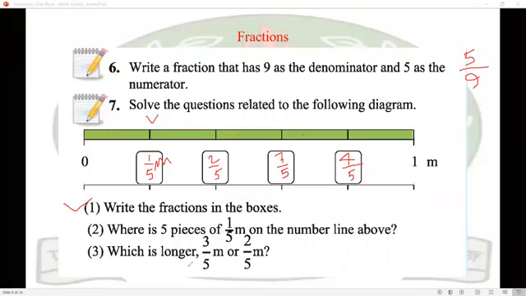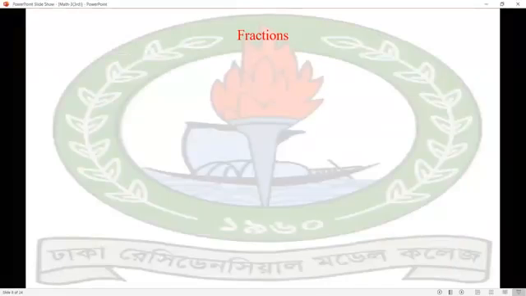Which is longer, 3 by 5 or 2 by 5 meter? You see that from the beginning to here is 2 by 5 meter, and from the beginning to here is 3 by 5 meter. So from the physical length, we see that 3 by 5 meter is longer than 2 by 5 meter. So we can write 3 by 5 meter is longer than 2 by 5 meter. In this way, we can identify our fractions on the line.